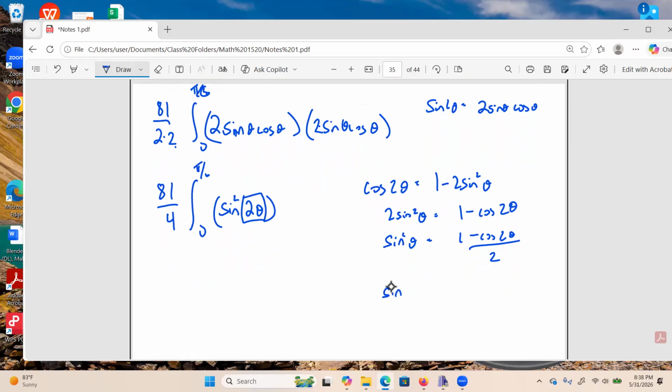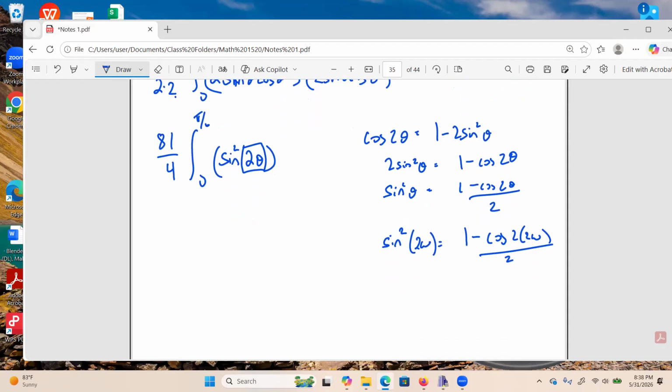So we have sine squared of 2w is equal to 1 minus cosine of 2 times 2w all over 2. So we end up with 1 minus cosine of 4 theta all over 2. Okay, doesn't that look great? It sure does. So we have all of that going.